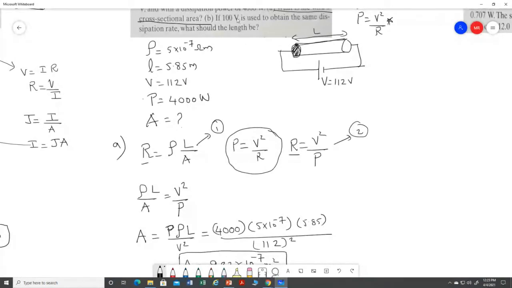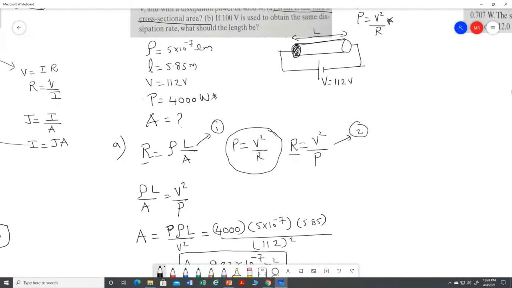You can see here what is given in the second problem. Instead of giving this 112 volt, how much volt you are going to give? 100. If you just give 100 volt instead of 112 volt, and you have to get the same power, what should be the length? So now, my dear, in the first part, your length is already given as 5.85, and for this 5.85, you substitute 112 volt, and it generates the power of 4000.